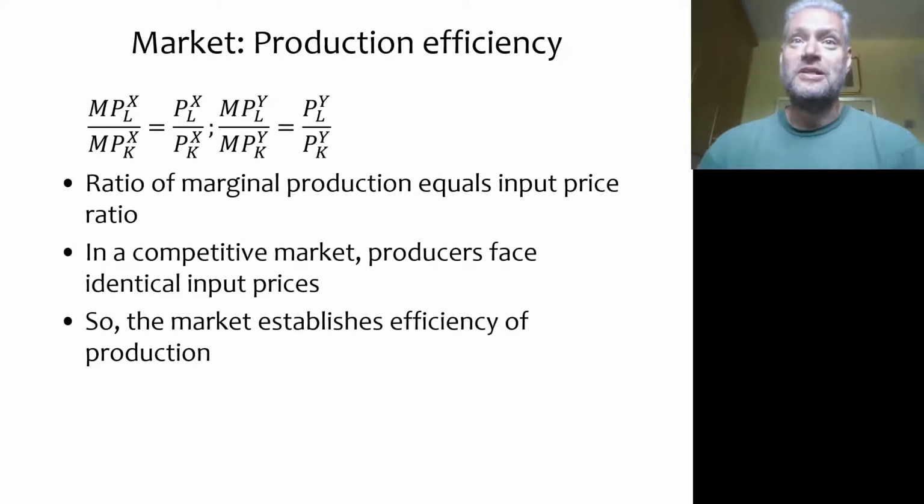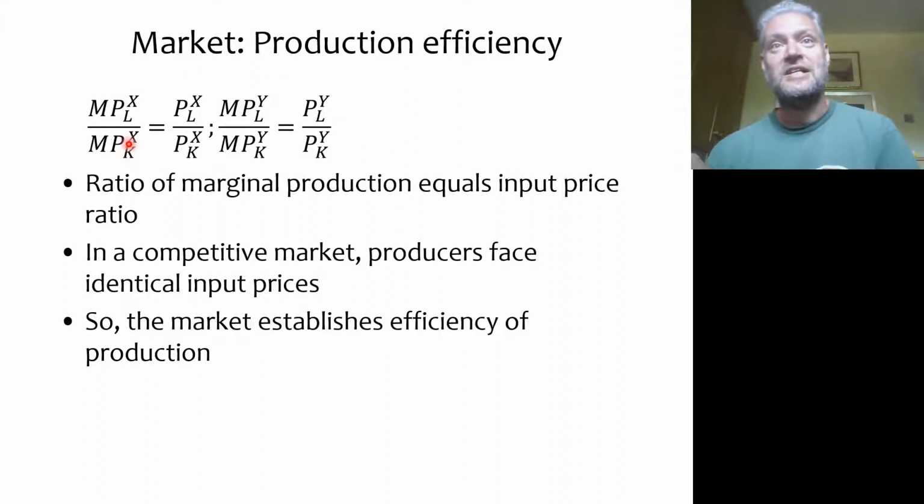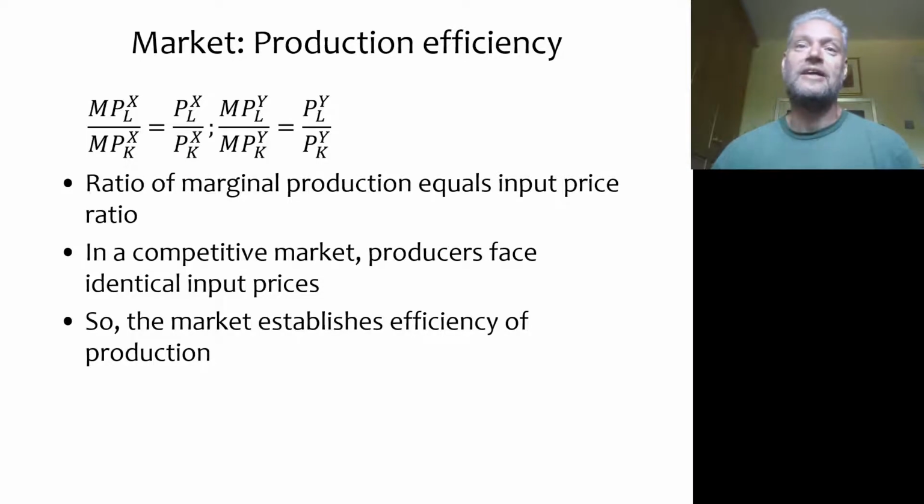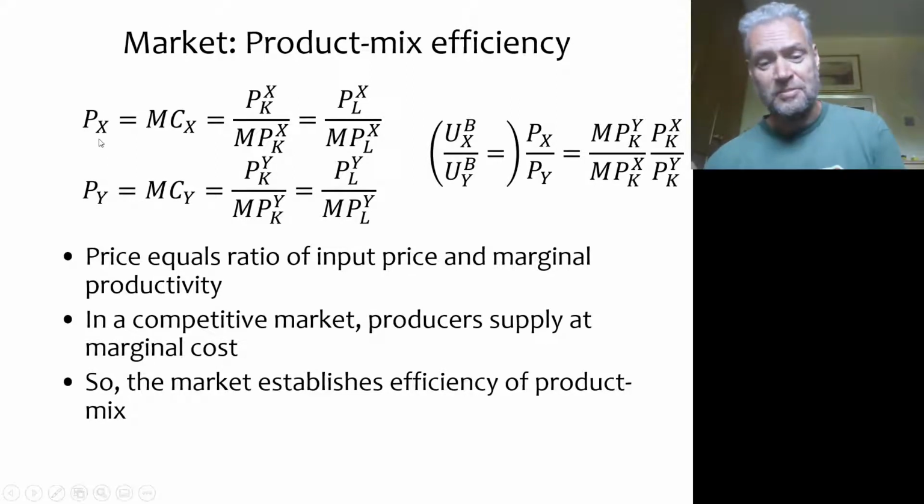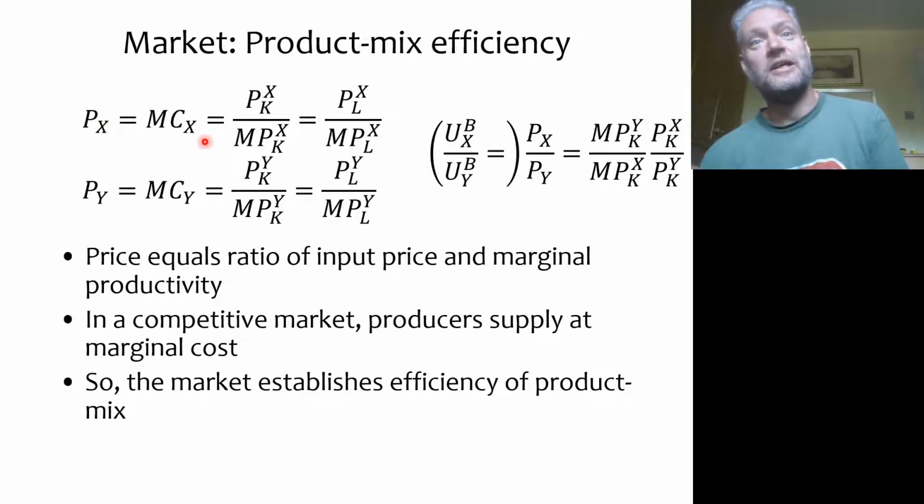Similar reasoning for production efficiency. The marginal production of labor and capital for making X should equal the input prices of labor and capital for making X, and ditto for making Y. And if this condition is violated, then they can just make more of everything. The market also establishes product mix efficiency. The price of good X should equal the marginal cost of making X.